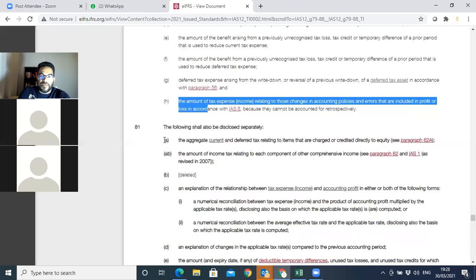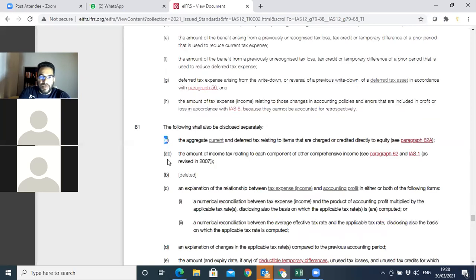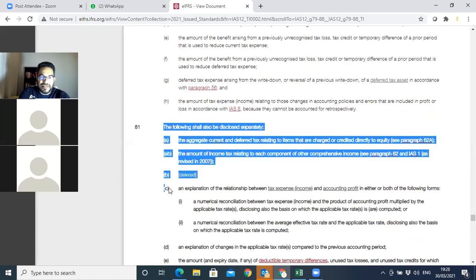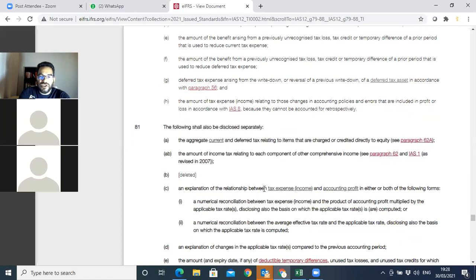Okay, this is number 8, where you must split it out separately. But anyway, we want to go to 81C, an explanation of the relationship between tax expense and accounting profit in either or both of the following: 1, a numerical reconciliation between tax expense and the product of accounting profit multiplied by the applicable tax rate, disclosing also the basis on which the applicable tax rate is computed, or 2, a numerical reconciliation between the average effective tax rate and the applicable tax rate.